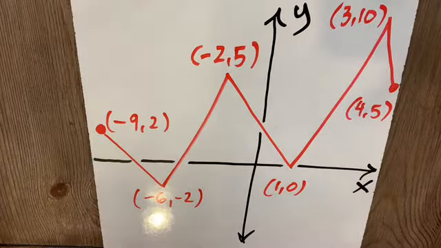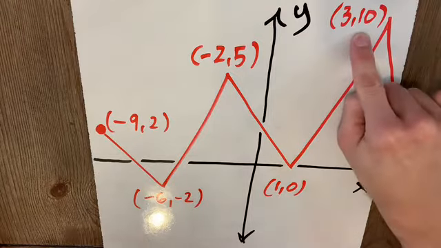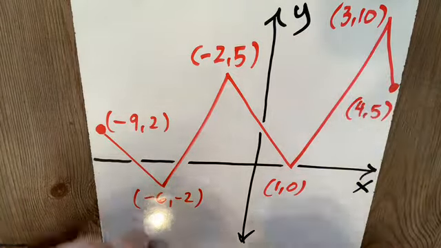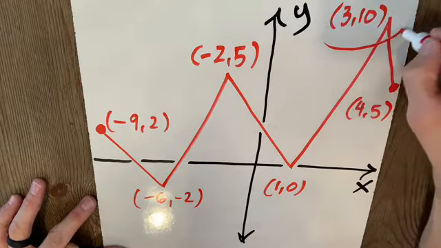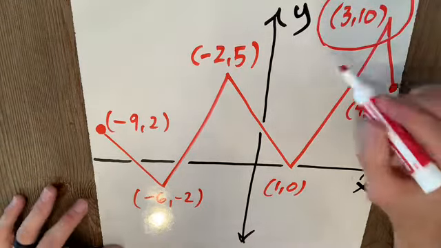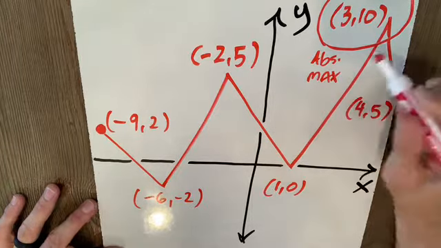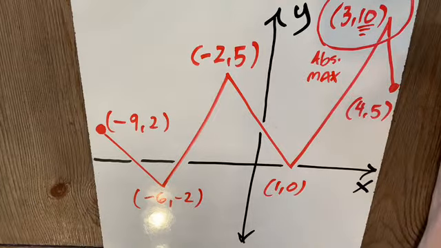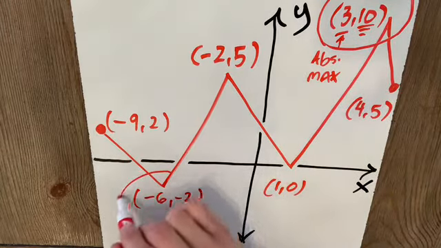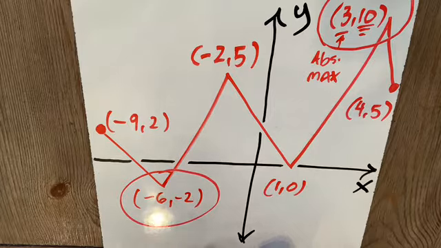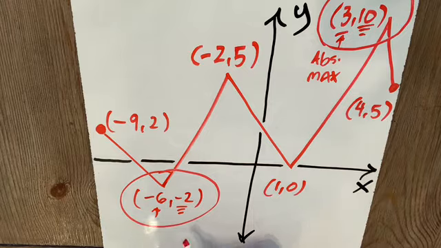Here, if I'm asked to find the absolute max value, I look here and I see immediately that I have an absolute max at 3, 10. So we'd call this absolute max. Now I said at 3, 10. The function value or the y value is the max value. And where does it occur? At x equals 3. Our absolute min value here is -2. That's the function value. Where does it occur? At -6. So this is our absolute min.